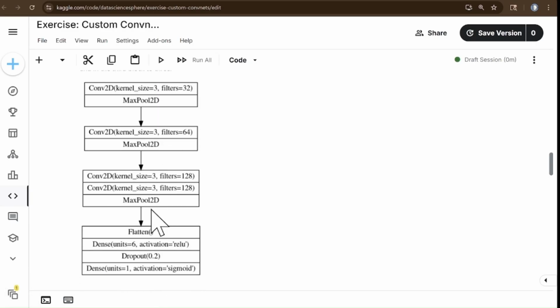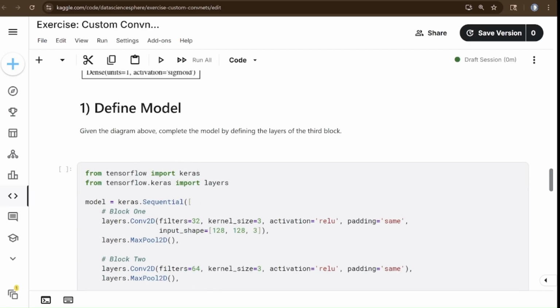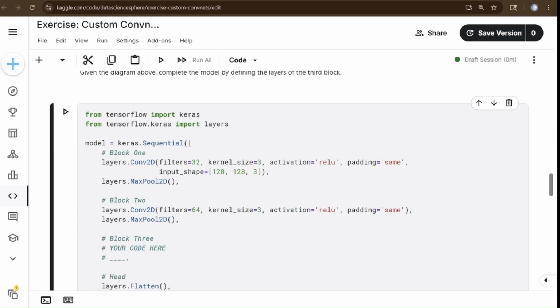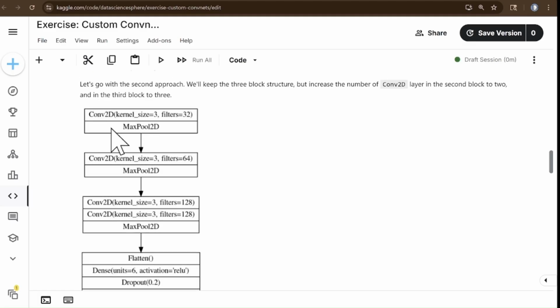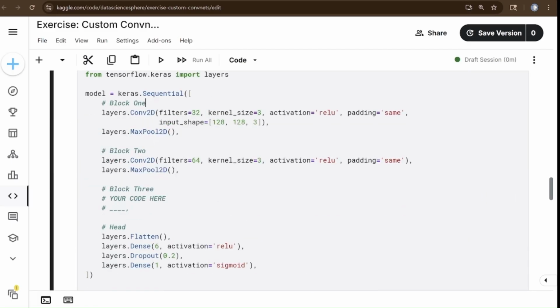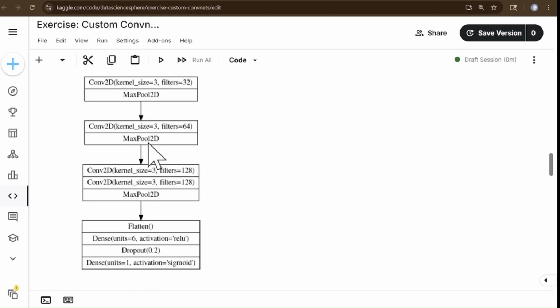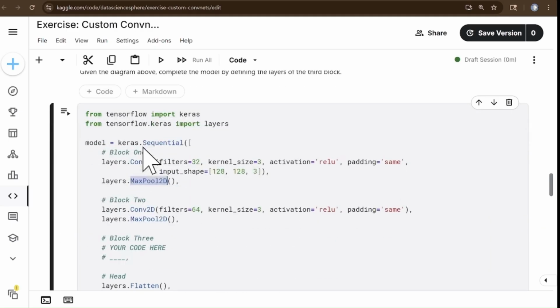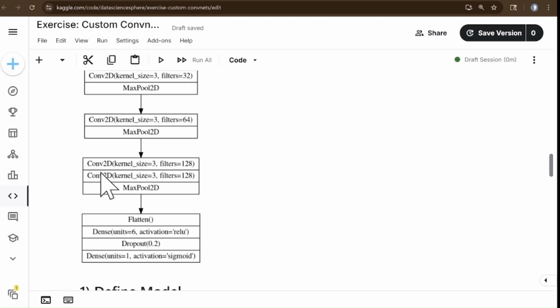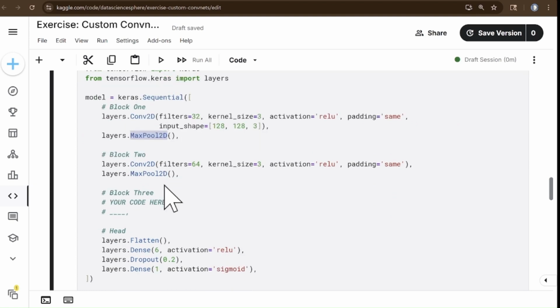Okay, so let's write this. You have to define the model, and block 1, see, first convolutional 2D, max pool 2D. First one is written. Second block, same thing, second block is also written. Now in the third block they are using 2 convolutional 2D and then max pool 2D. So this one you have to write.